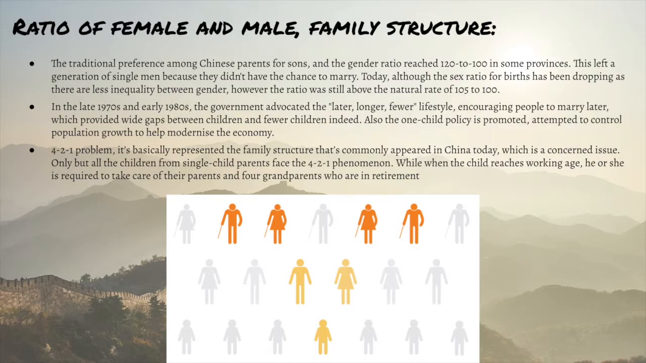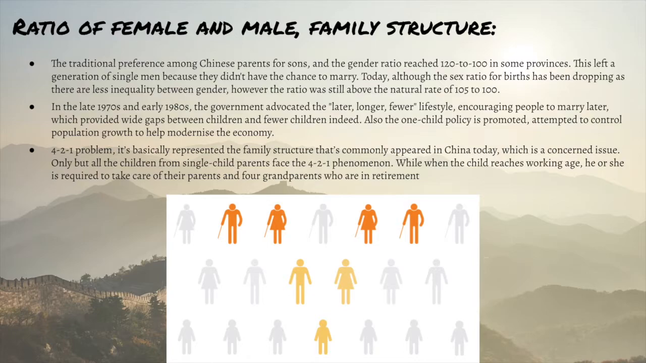105 to 100. In the late 1970s and early 1980s, the government advocated the "later, longer, fewer" lifestyle, encouraging people to marry later, which led to wide gaps between children and indeed fewer children. Also, the one-child policy was an attempt to control population growth and help modernize the economy.